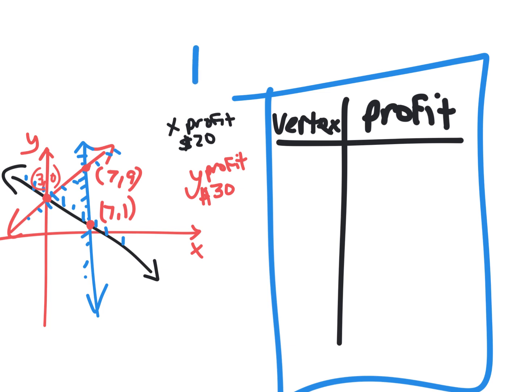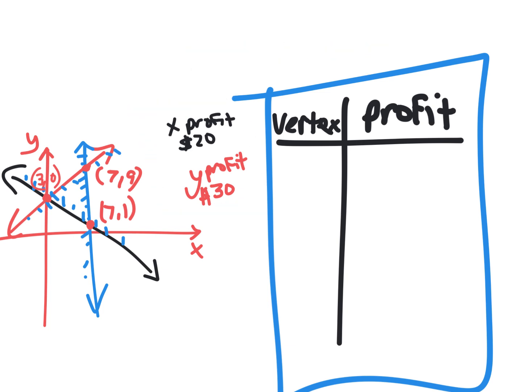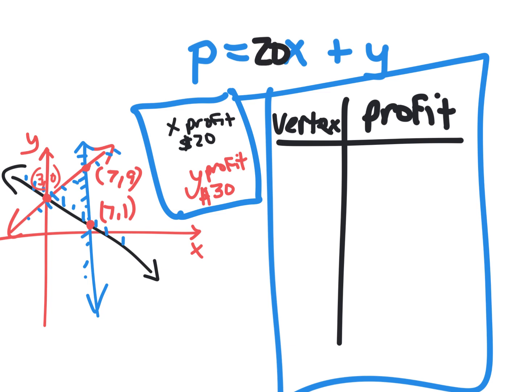Phoebe, can you tell me what you think the profit equation is? Hint, it involves X and Y. Equals X plus Y. Close. But you didn't include the money. 20x. There we go. 20x, 30y.